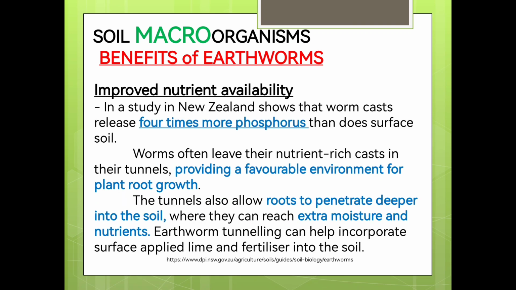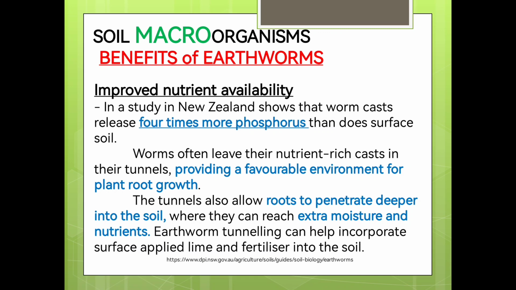In a study in New Zealand, worm casts released 4 times more phosphorus than surface soil. So can you imagine, if you have a lot of earthworm cast, it can be a good source of phosphorus. And worms often leave their nutrient-rich cast in their tunnels, providing a favorable environment for plant root growth. When they move, they make holes, and this provides a favorable environment for plant root growth.